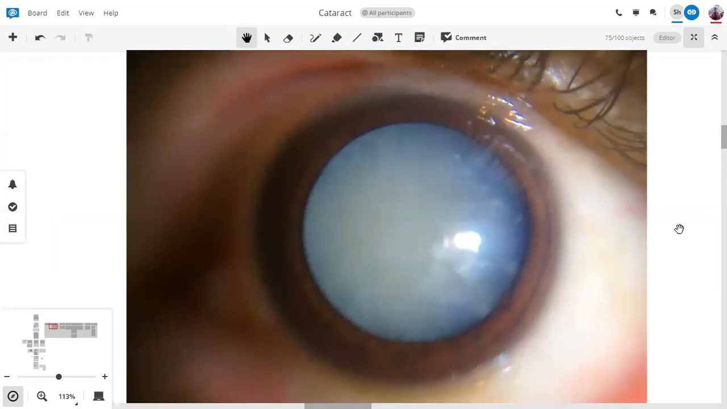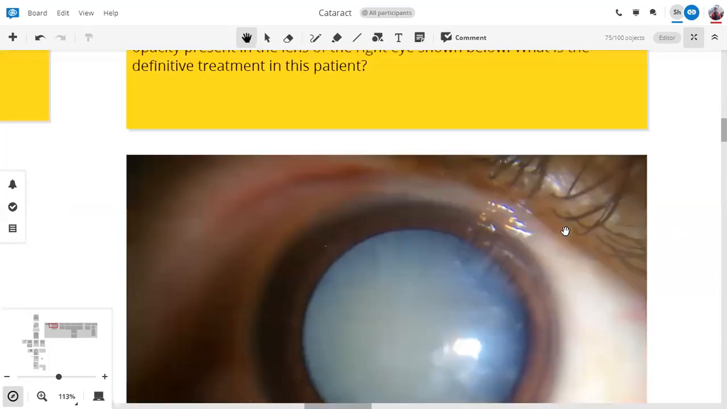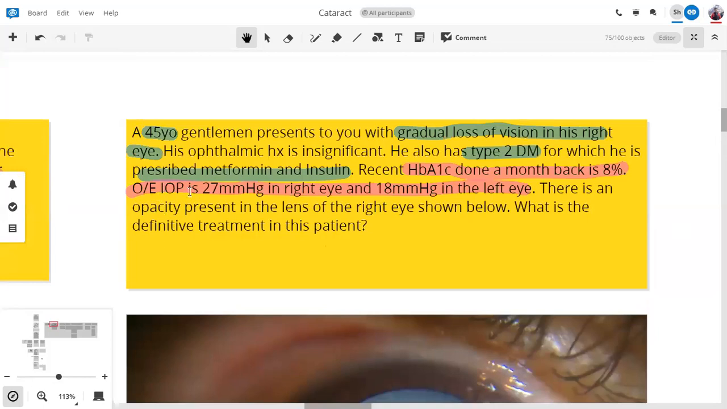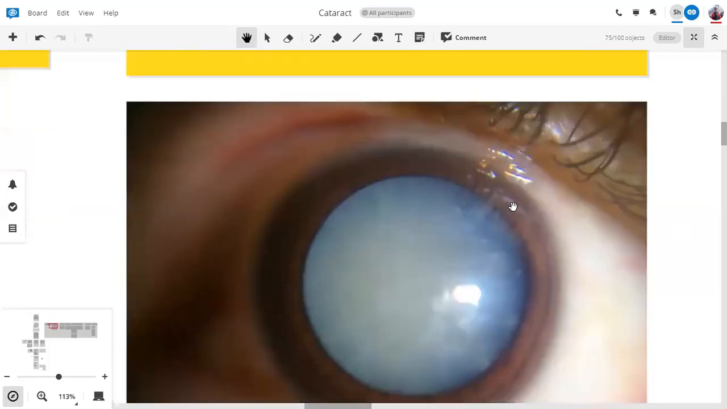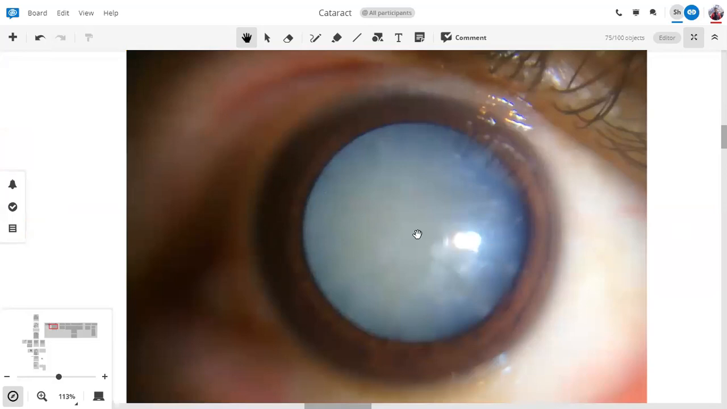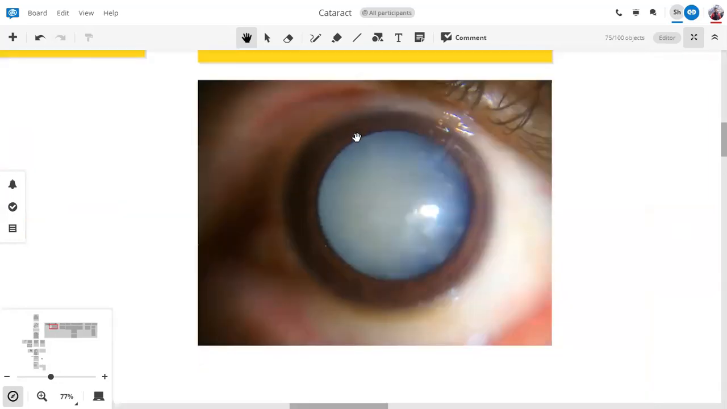Treat the cataract. And how will you treat this cataract? First we will lower the IOP, then surgery, right? So the definitive treatment is phacoemulsification, because his IOP is due to the cataract, and while that cataract is also causing visual symptoms, it is also raising the IOP. You will treat the cataract, and the patient. This is phacomorphic glaucoma, and the definitive treatment is phacoemulsification.